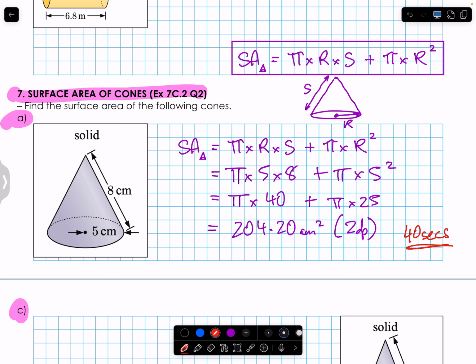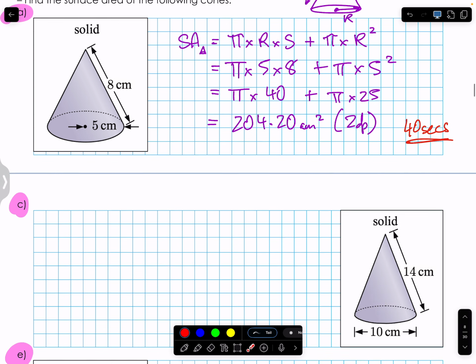Can you get that example down, please? And I'll stop the lesson. That's an answer for your book already. I just gave it to you. You just need to do the rest of it for C and E.